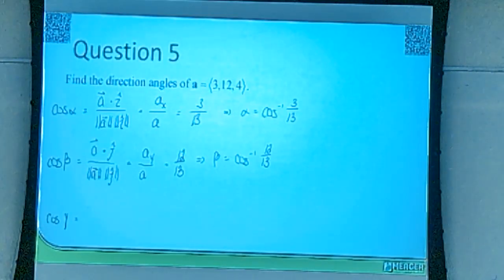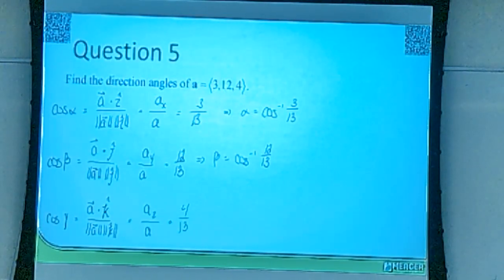Find the cosine of gamma. Use k hat for the z axis, which just gives you the z component. Magnitude of k hat is 1. Gamma would be the inverse cosine of 4/13.